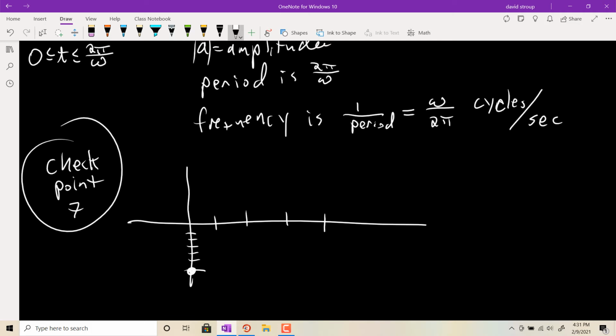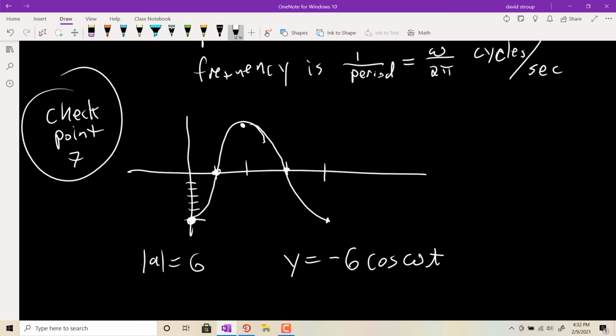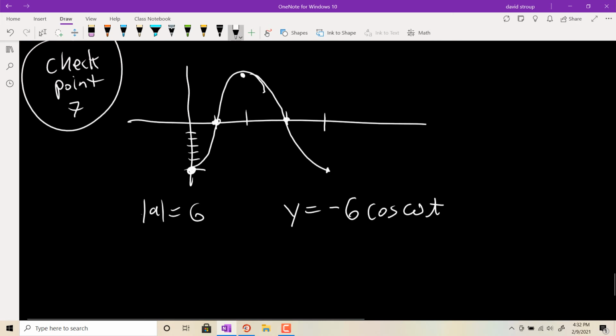As you release it, it's going to go back to the middle, then up top, and then back down, and we're getting the cosine form. It looks like a cosine, and it looks like it's upside down, so you're going to have to make it negative. Write the equation for the ball's simple harmonic motion. The absolute value of the amplitude looks like it's 6. Our formula is going to be some version of -6 cosine of omega t, and then I have to figure out what omega is.